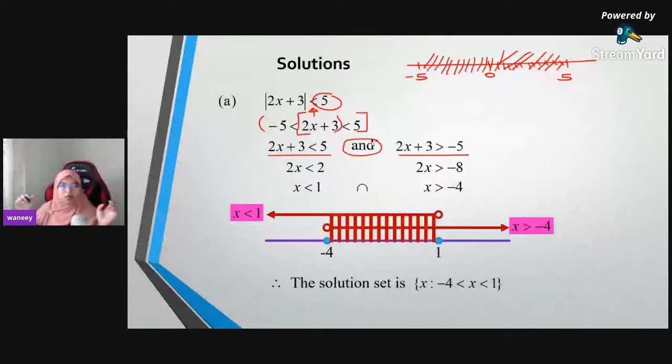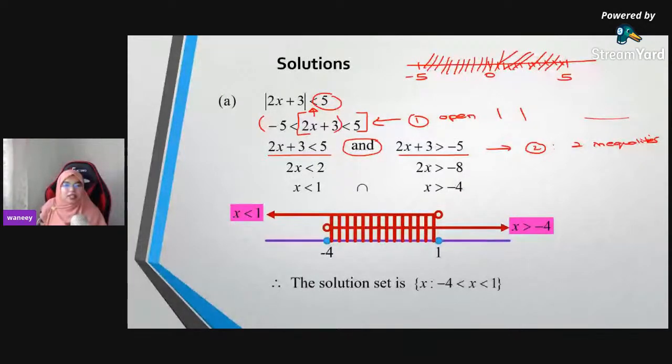Okay, so now I repeat the step. Firstly, open the absolute value sign. And then second, if you have something in between, do make sure to separate them into two inequalities. And then we're gonna solve them. So we're gonna get the answer on the left hand side, answer on the right hand side.